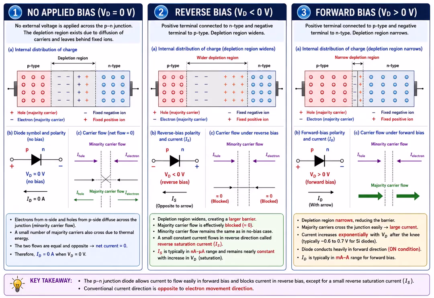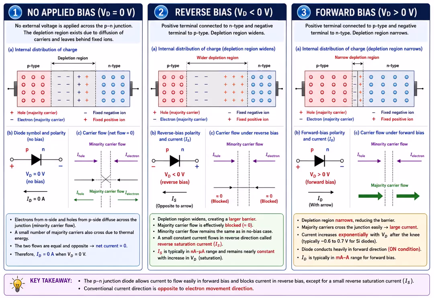Let us now connect this idea to rectifiers. A rectifier uses the one-way current property of the diode. During the half cycle when the diode is forward biased, it conducts and allows current through the load. During the half cycle when the diode is reverse biased, it blocks current, except for a very small reverse saturation current.